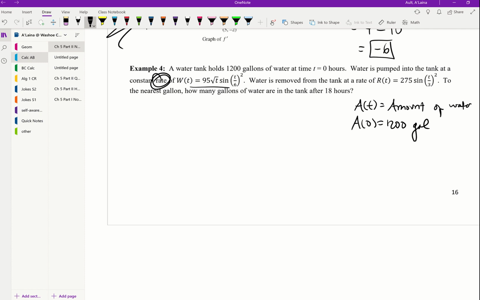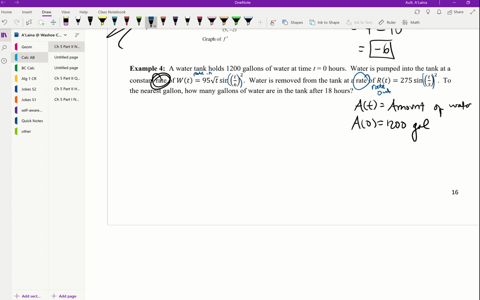Now be careful here, what's being squared is the argument. If they wanted to square sine, it would look something like this. If they wanted to square even the 95 root t and the sine, it would look like that. So what's implied is that the argument is being squared here. We're going to call this a rate coming in. Water is also being removed from the tank at a different rate, right here. This is the rate that water is going out. So this one's the rate in, and R is the rate out. Again, what's being squared here is the argument.